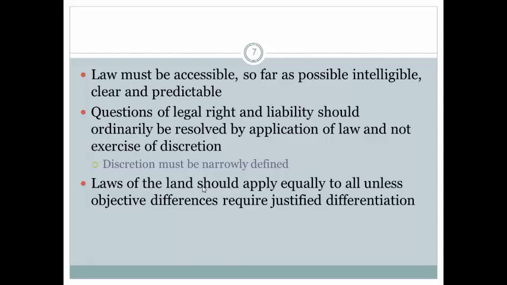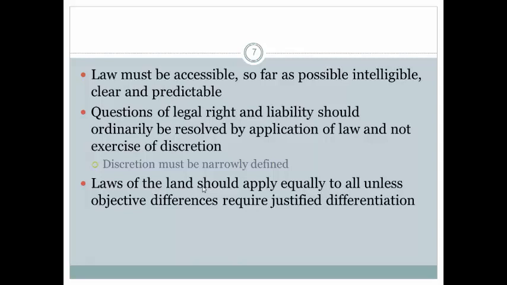The second principle, sub-rule, is that questions of legal right and liability must be resolved by the application of law and not through the exercise of discretion. Now, in any modern state, it is sometimes necessary for government officials to exercise discretion. But Lord Bingham says when it comes to determining whether someone is legally entitled or legally obliged, don't leave that to discretion. Don't leave that to the Home Affairs official to say, well, I don't like your face, I'm not going to give you a permit. If you are entitled to the right, that must be determined in terms of the law and not through the exercise of discretion.